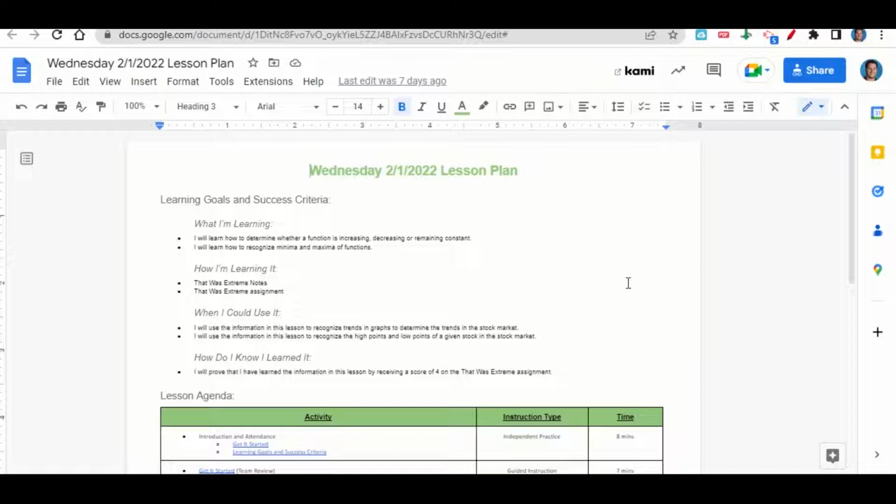First, what are we learning? We're learning how to determine whether a function is increasing, decreasing, or remaining constant, and how to recognize the maxima and minima of functions. How are we learning it? Through the That Was Extreme notes and the That Was Extreme assignment. When can we use this information? To recognize trends in graphs to determine trends in the stock market, and to recognize high and low points of a given stock in the stock market. How do we know we learned it? By getting a score of 4 on the That Was Extreme assignment.